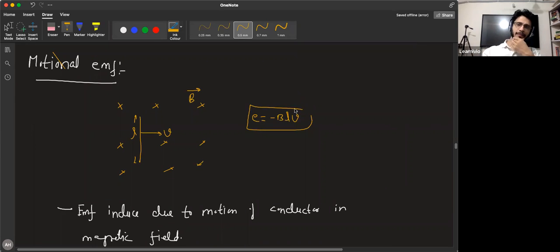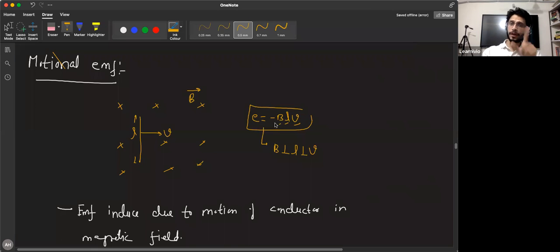We will derive this expression. This is B, L is the length of the conductor, V is velocity. But to use this expression, the important thing is B should be perpendicular to L, and L should be perpendicular to V. These terms are important. We'll derive it later.